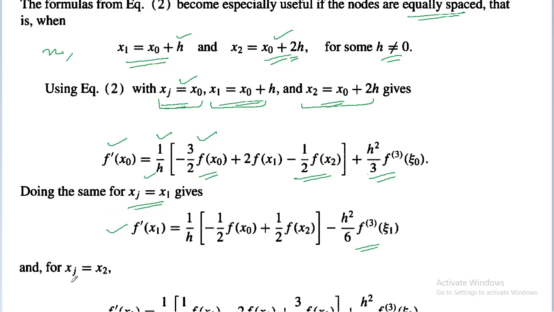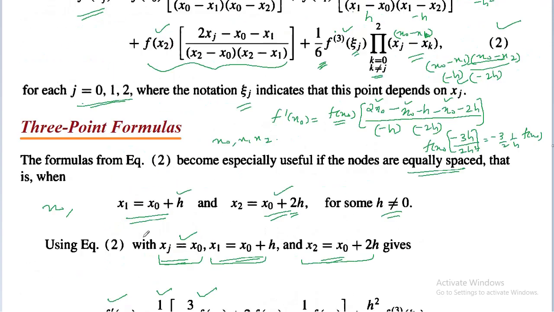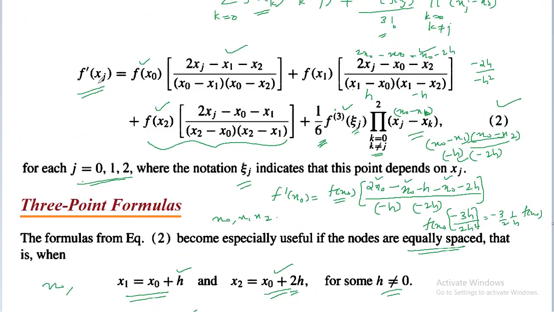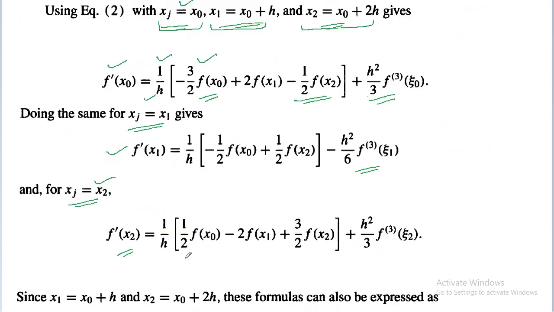And if you replace xj by x2, from the same equation we get f dash of x2 equal to this, that is 1 by h into 1 by 2 f of x naught minus 2 into f of x1 plus 3 by 2 into f of x2 plus h square by 3 f3 of zeta of 2. So we obtained f dash of x naught, f dash of x1, and f dash of x2.